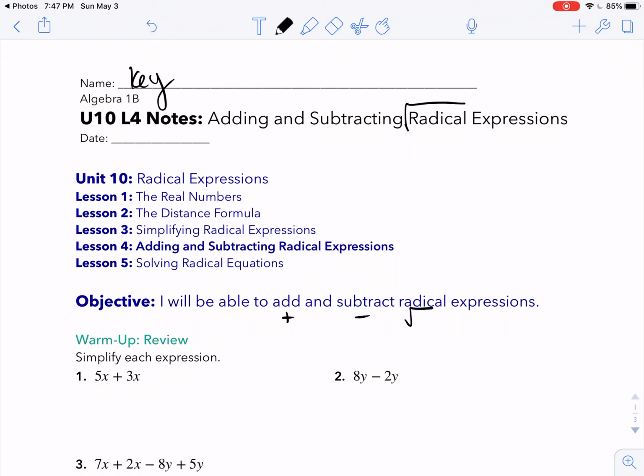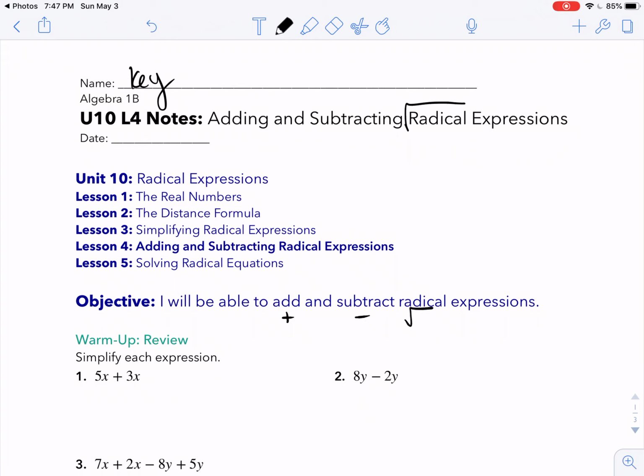Totally. That's good. But so far, we've been using problems with the same radicand. It's been the same thing under our square root. So what happens when they're different? So before we do, let's talk about some definitions real quick. So we say like radicals are radicals with the same radicand. Now you remember that a radicand is the thing underneath the square root.